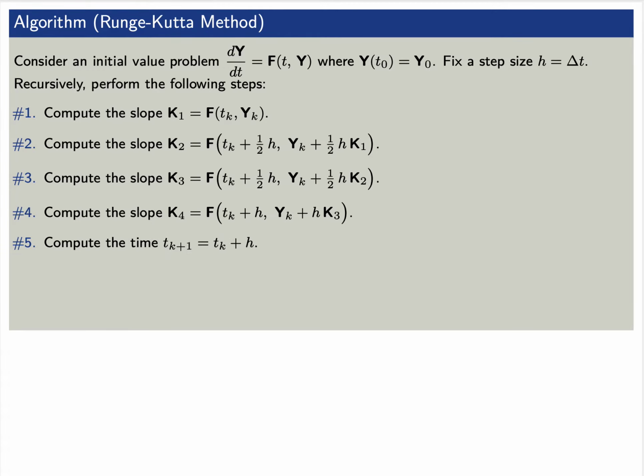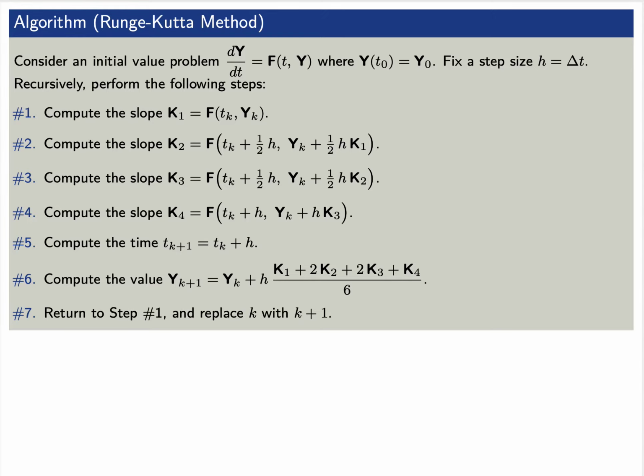Next, we'll increase the time to consider tₖ₊₁ = tₖ + h. And finally, we'll compute the value yₖ₊₁ = yₖ + h times this weighted average, (k₁ + 2k₂ + 2k₃ + k₄) all divided by 6. Of course, we then return back to step number 1 and replace k with k + 1.